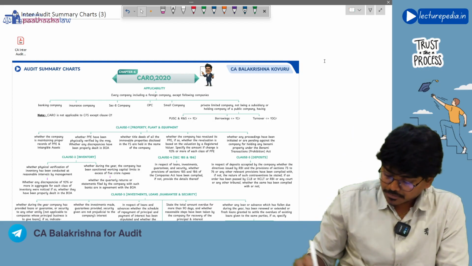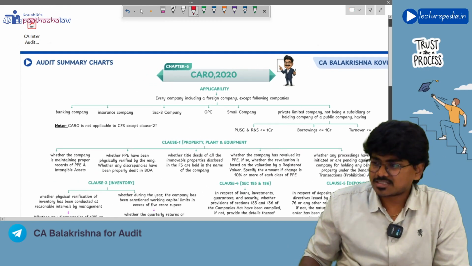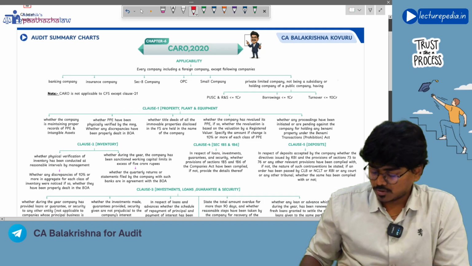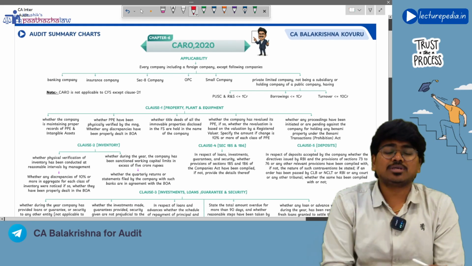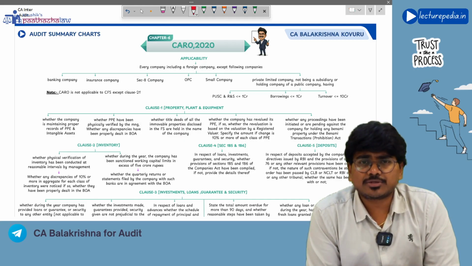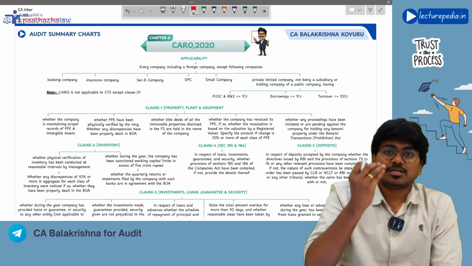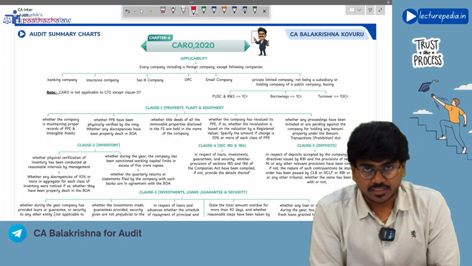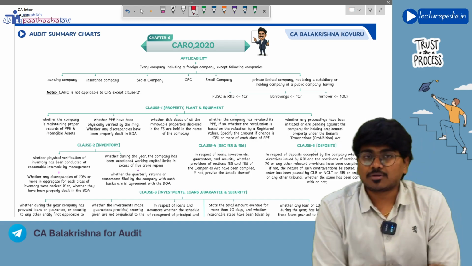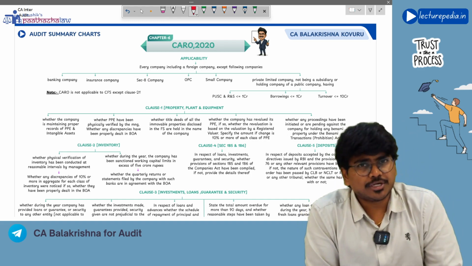Okay, so as you already know, there are 21 clauses in CARO, right? So first of all, CARO is an additional reporting responsibility which you will give as an annexure to the audit report, right? Now this CARO is not applicable to all the companies. There are certain exceptions from applicability of CARO. First of all, we will see what is the applicability of CARO.